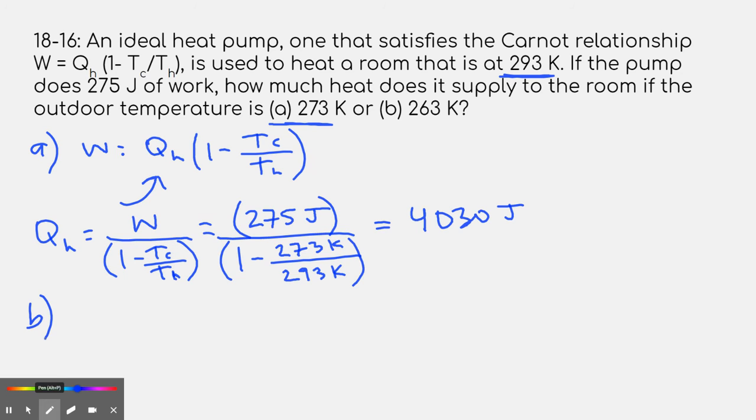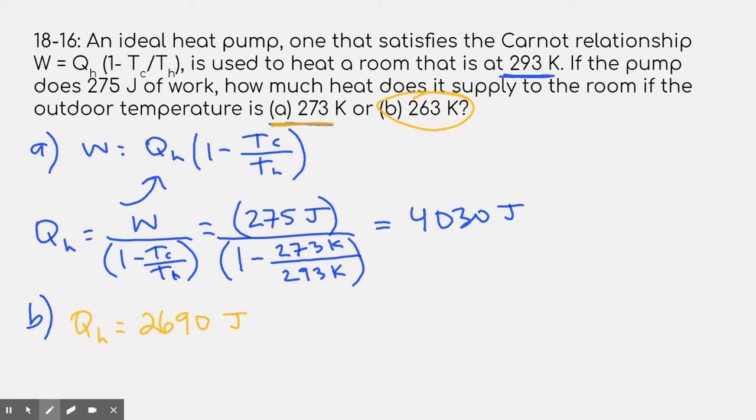All right, after you solved for part B, you should have found that the QH for part B ends up being equal to 2690 joules. The only difference in part B and part A is that you just replaced your cooler temperature with 263 Kelvin instead of 273 Kelvin. And you'll see in our results that the warmer outdoor temperature, so this 273 temperature, allows for more heat to be given off to the room. Why? Because the same amount of work is being done in each scenario. That has not changed.